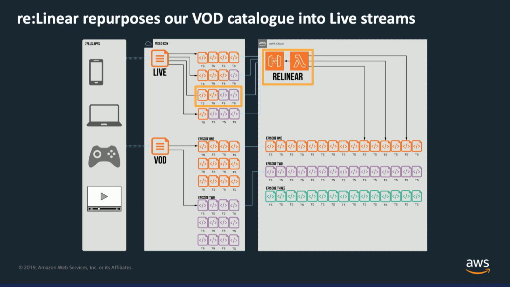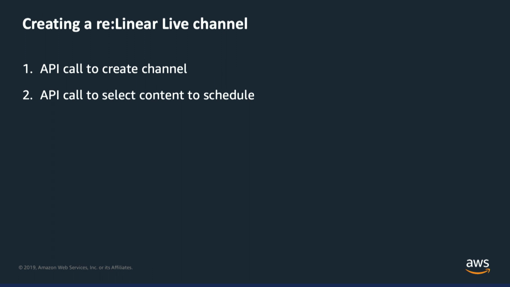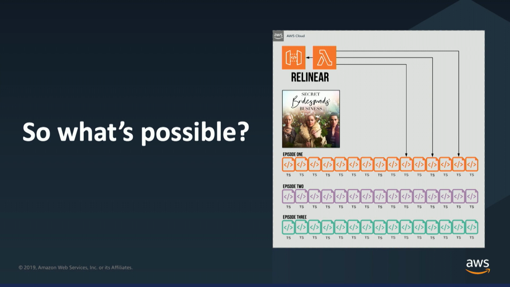But what they found was that they could actually reuse the VOD libraries and publish that via relinear and create a linear live stream. So they built a wrapper around it, an API call to create a channel, an API call to select content to schedule. So the front end that I showed earlier, you could interact with an API call. And the reason they did this is it's simple, it's repeatable, and it's relatively cheap, as we found out a little bit earlier.